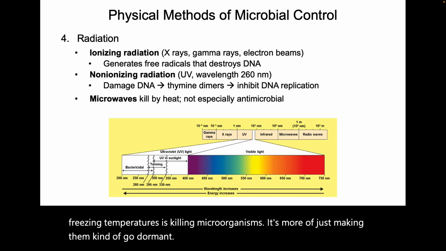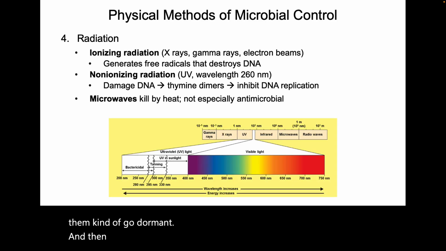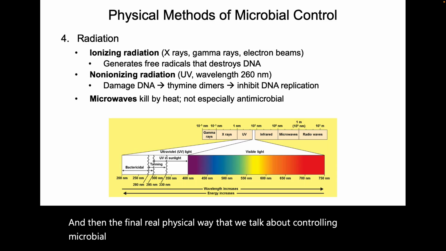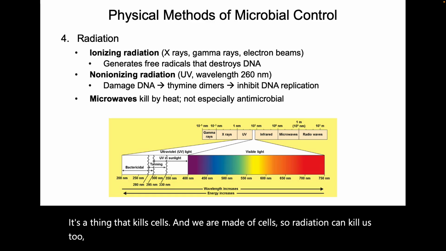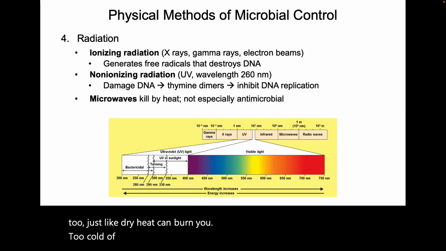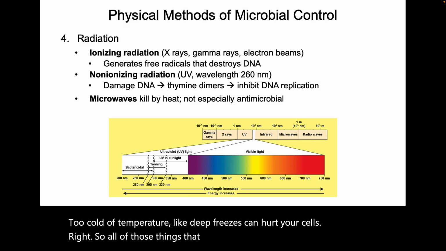And then the final real physical way that we talk about controlling microbial growth is through radiation. We have to be really careful with radiation because radiation isn't necessarily a thing that targets microbes, it's a thing that kills cells. And we are made of cells. So radiation can kill us too. Just like dry heat can burn you, too cold of a temperature, like deep freezes, can hurt your cells. Right? So all of those things that hurt microbes can hurt you, so you have to be very careful.